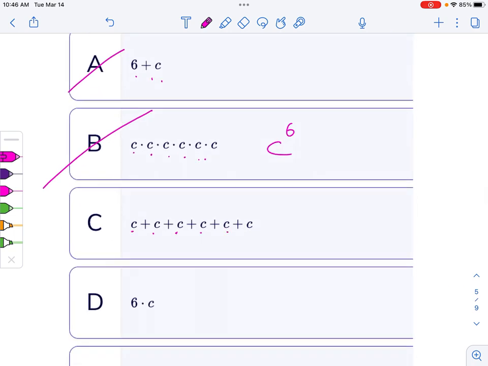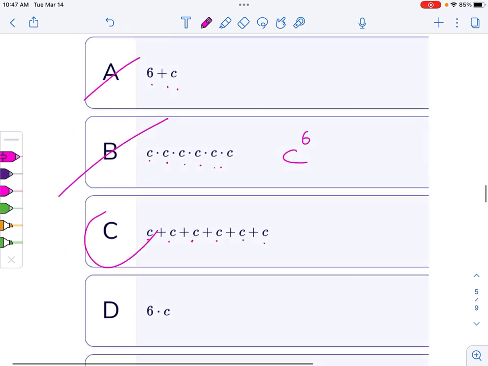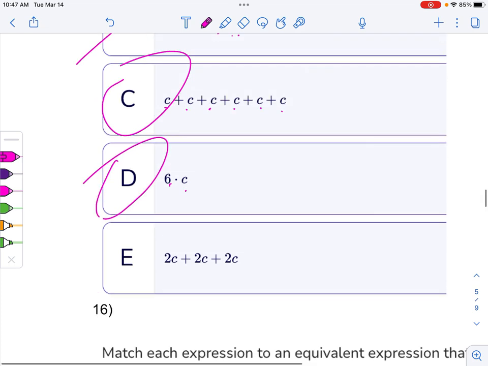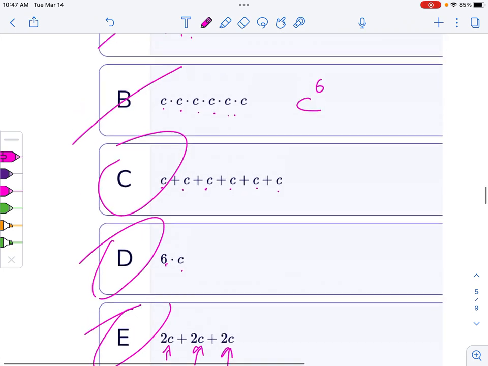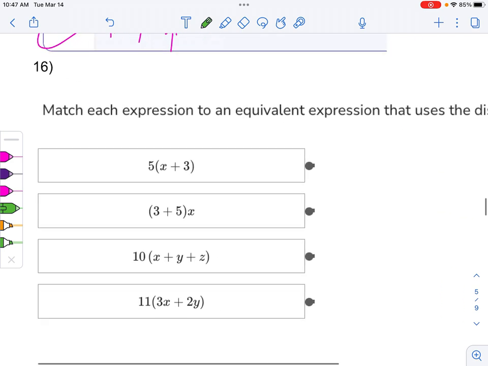1, 2, 3, 4, 5, 6. That's 6 c's, which is what this is saying. Once I know c, I want 6 sets of them, so that one works. Oh, 6 sets of c, that one works. 2 sets of c and 2 sets of c and 2 sets of c all together. You know what, that really is 6 sets of c, so that one does work. What we're doing on this one is we're just seeing if you're paying attention to exponents when you're supposed to deal with an exponent, and then when you're just dealing with groups of numbers.